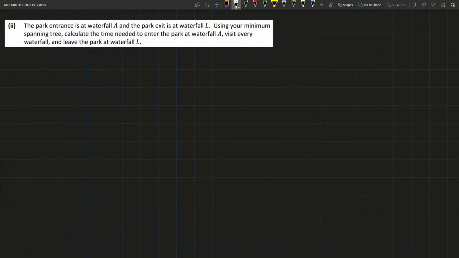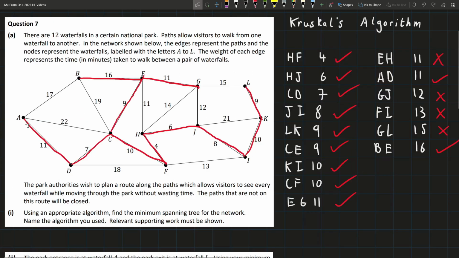And the reason I'm not sure for this is because if you have a look at our minimum spanning tree, if you're going around trying to visit all the waterfalls, you're going to backtrack yourself. For example, up here, you're going to have to go from C to E, E to G, then back from G to E, then from E to B, then back to E, and then back down to C. So it turns out that using this minimum spanning tree actually doesn't give you the shortest time to visit every waterfall, but because they said to use your minimum spanning tree, we'll do it anyway.